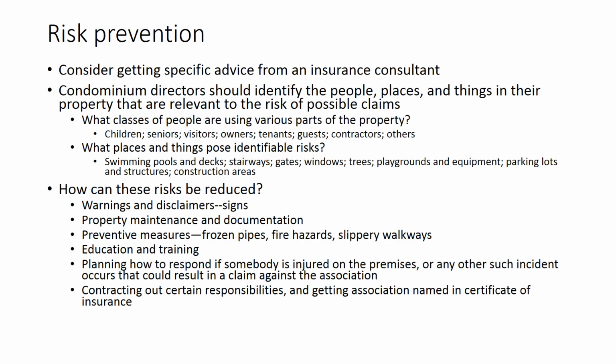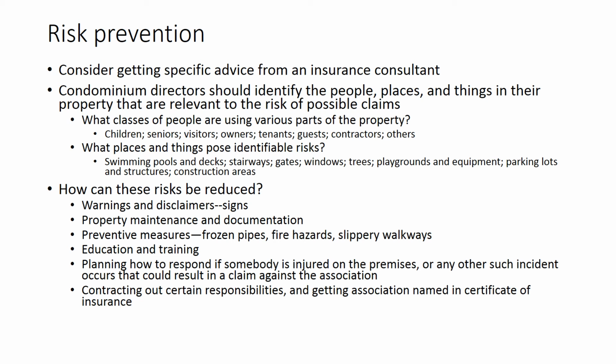So, number one, particularly in a big association, consider getting some specific advice for your association from an insurance consultant. Think about it. Might be worth doing. Secondly, condo directors and officers should identify the people, the places, and the things on their property that are relevant to this whole issue of risk. For example, what types of people are using various parts of the property? Children, seniors, visitors, guests, owners and tenants, contractors coming on the property. Who else? Who's using the property and who's doing what? And what places and things pose identifiable risks?